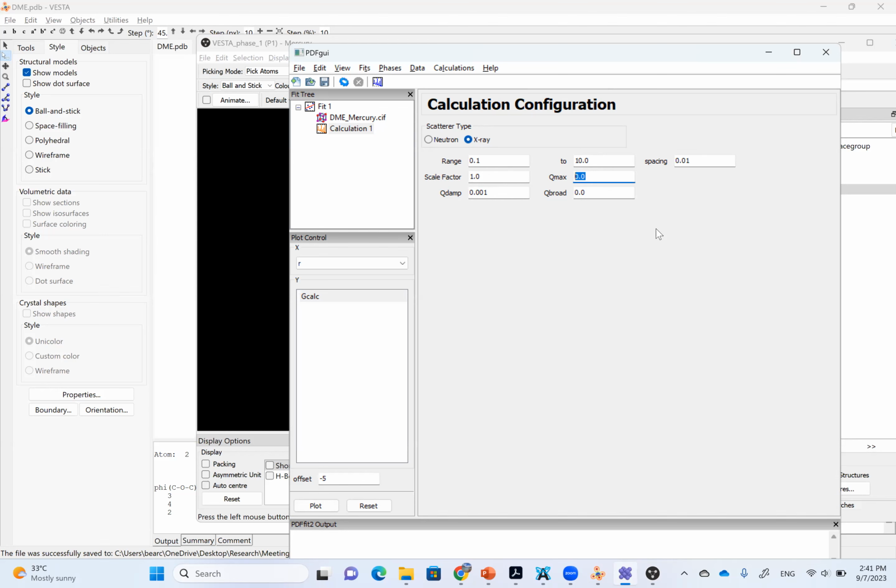Qmax actually influences the detailed PDF pattern, because if you have a small Qmax, let's say our Qmax is only 15, what kind of influence would that have on the PDF pattern? Do we have any thoughts? If we measure PDF data with a very small Qmax, let's say only 15, what's the consequence on the PDF data we get?